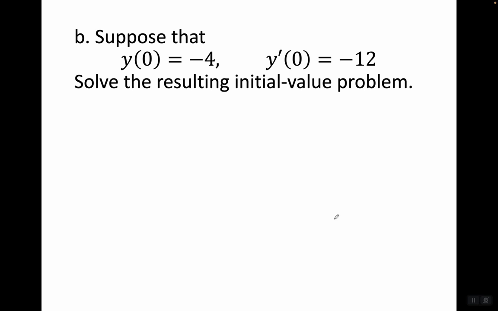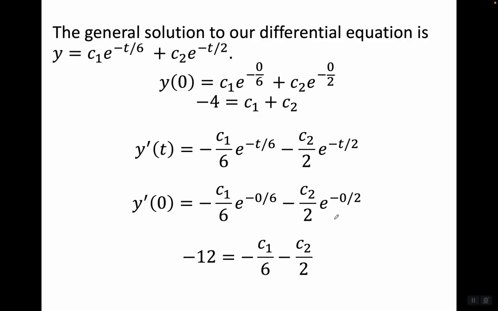Suppose that y of 0 equals negative 4, y prime of 0 equals negative 12. Solve the resulting initial value problem. Okay, this is the general solution, but now that we have a couple of initial values, we can plug those in and find out what c1 and c2 are. So we plug in t equals 0, and e to the 0 is just 1. So y of 0, which is negative 4, simplifies to c1 plus c2. So we get negative 4 equals c1 plus c2. Great, we've got one equation. When we take the derivative of this, we get y prime of t equals negative c1 over 6 e to the negative t over 6 minus c2 over 2 e to the negative t over 2.